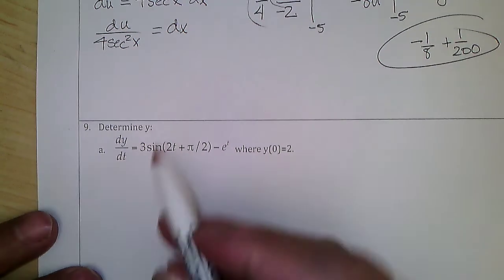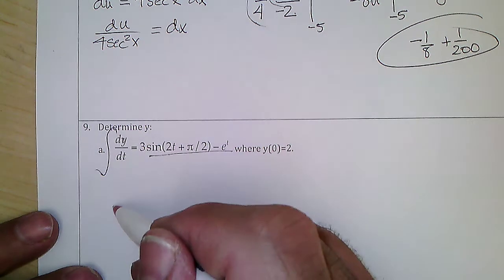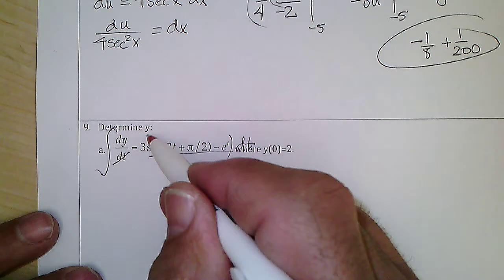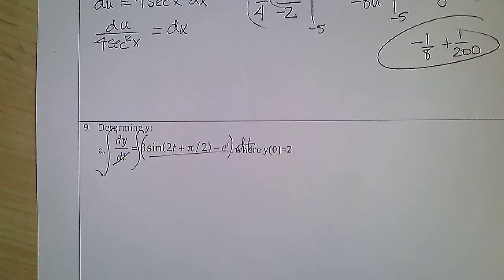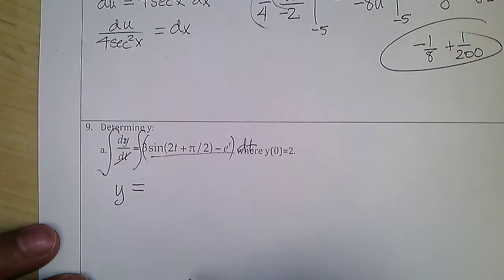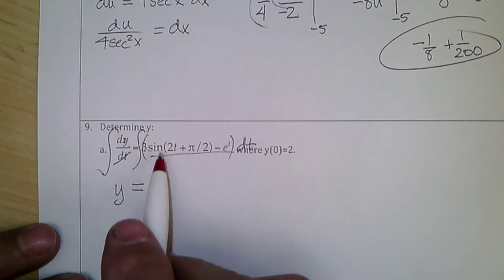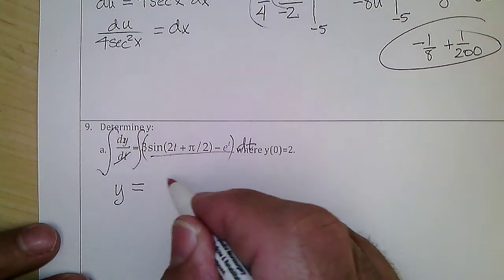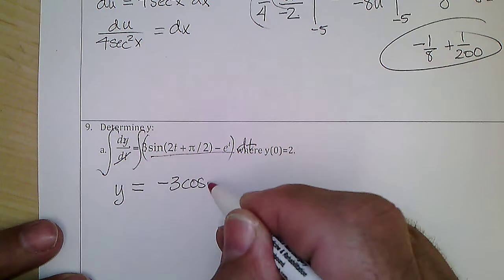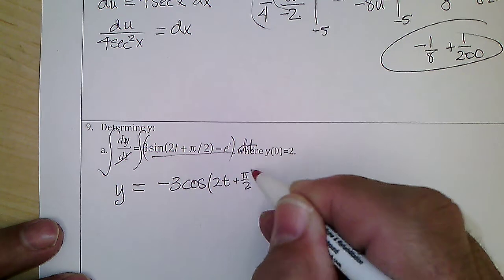Last one. dy is equal to all of this. So let's find out y by integrating and putting the dt on this side and integrating this with respect to t. The integral dy is just y equals the 3 that could come out of this first part, and so it'd be the integral of sine. The integral of sine is negative cosine, so we get negative 3 cosine of 2t plus pi over 2.